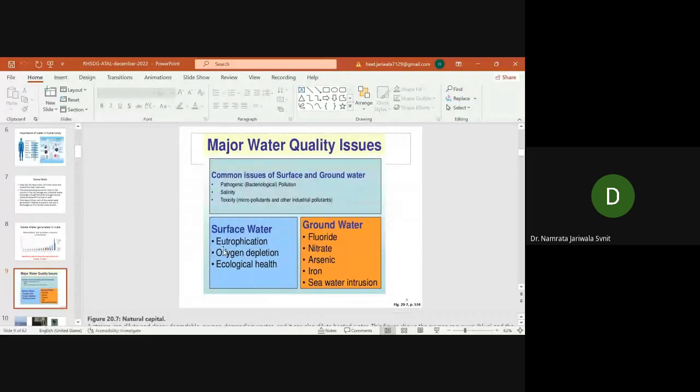But as far as the surface water source is concerned, right now we are mainly facing the problems of eutrophication, oxygen depletion, and the ecological health of the water bodies. Whereas in groundwater, the geology comes into the picture, and because of that there are many areas in India where we have a fluoride problem, a nitrate problem, an arsenic problem, and a seawater intrusion problem. These are the problems, but anyhow, we require water for drinking purposes. So I am mainly concerned with the quality of water with respect to drinking purposes.